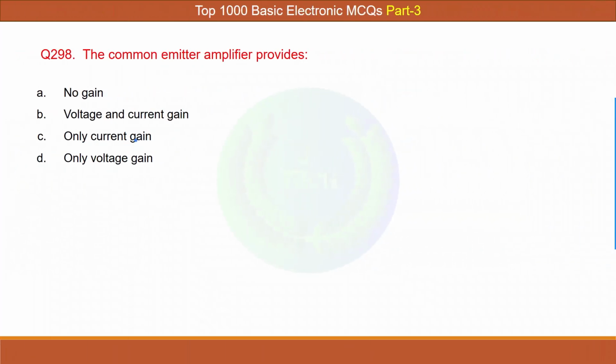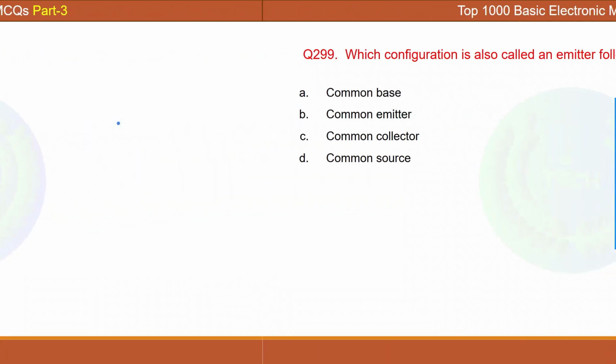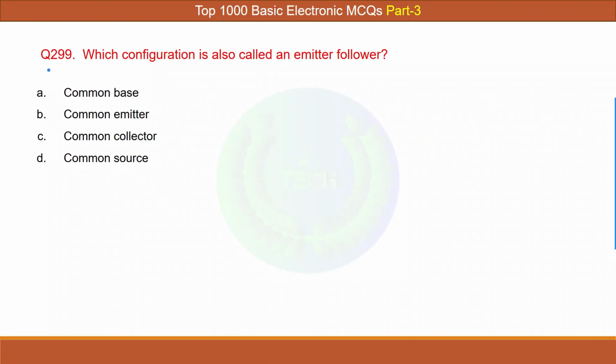Next question, question number 298. The common emitter amplifier provides option A no gain, option B voltage and current gain, option C only current gain, option D only voltage gain. The answer is option B, voltage and current gain.